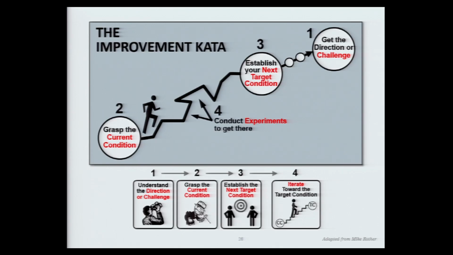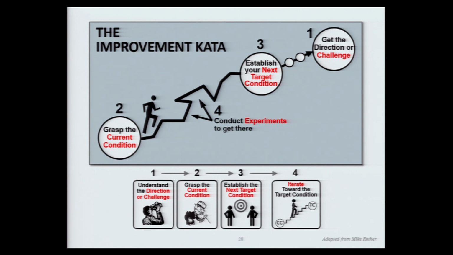The improvement kata basically has 4 steps. You start out with setting a direction or challenge. And if you're dealing with annual planning, that may be a direction or challenge for the whole year. So we want to get 10x quality improvement over the next year. That would be a challenge. That would be a very big challenge.